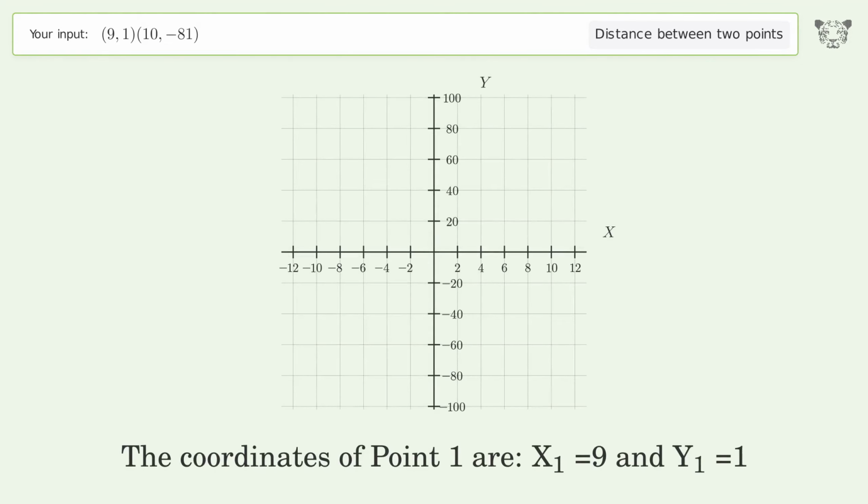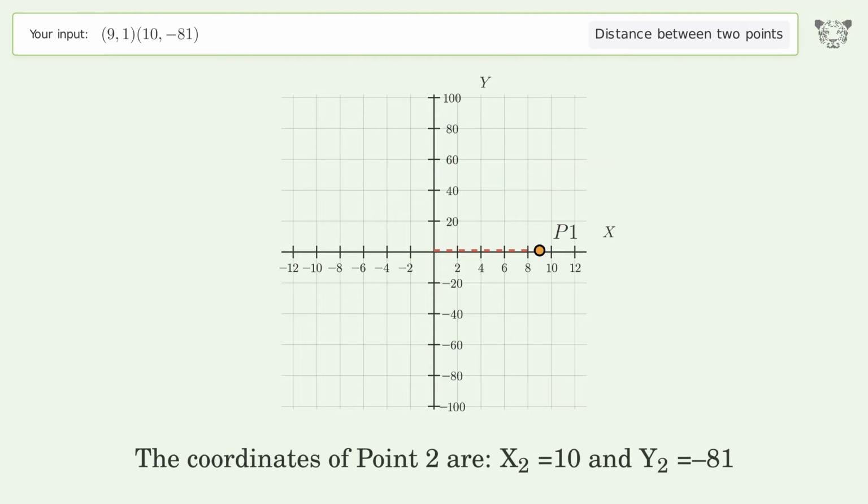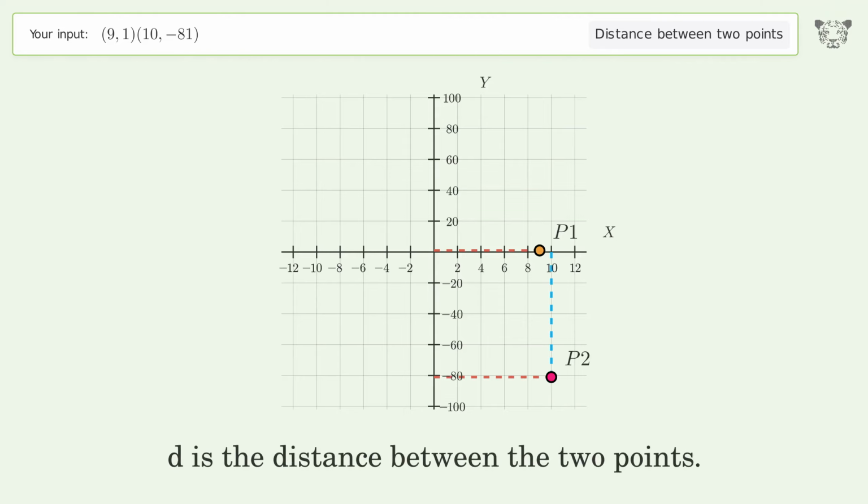The coordinates of point 1 are x1 equals 9 and y1 equals 1. The coordinates of point 2 are x2 equals 10 and y2 equals negative 81. D is the distance between the 2 points.